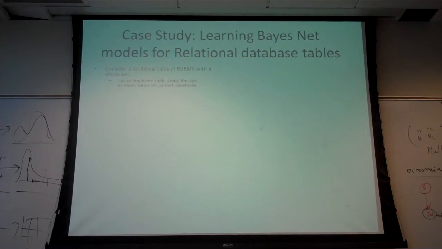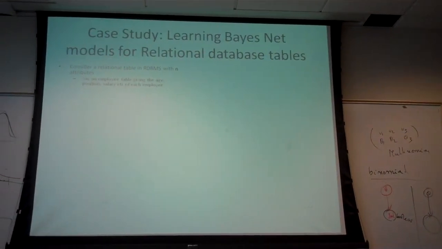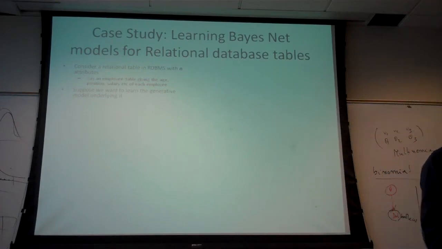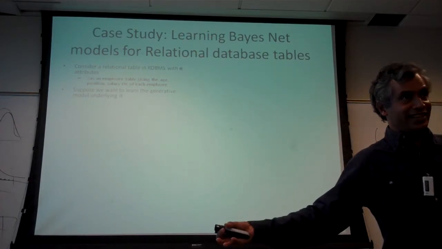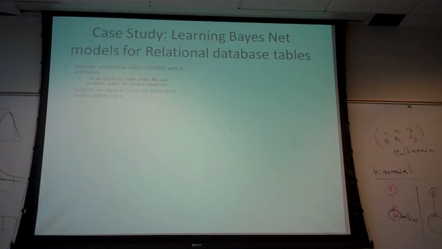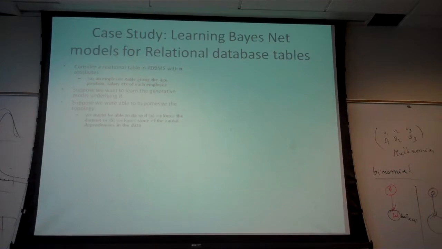You've seen a bunch of this. This is your training data. The table itself is the training data. Suppose I want to learn the generative model underlying it, so that I can then generate virtual employees. How can I do that?